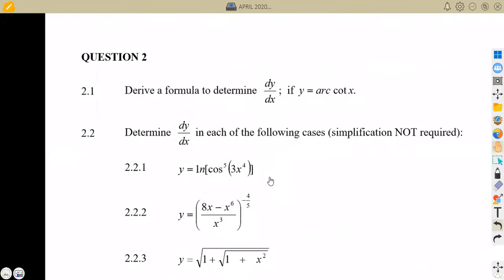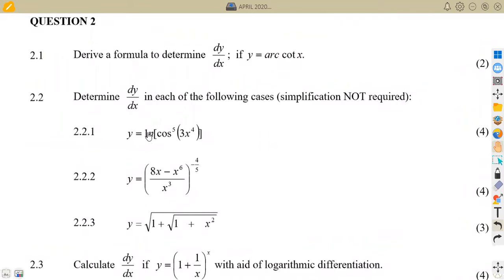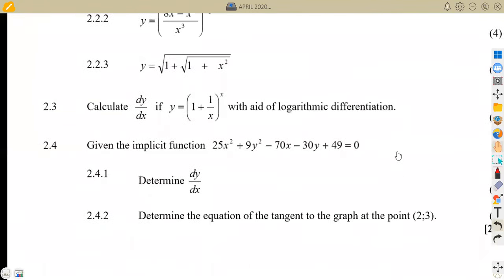Okay, so on 2.1, that was actually the derived formula. Then 2.2, determine dy/dx of each of the following. In each of the following cases, simplification not required. So take note, the simplification is not required. Just differentiate. Do not simplify the answers that you're given. You just have to show what is supposed to be done on that differentiation, then the rest, you leave it like that. All right, so that was question 2. Let's start with 2.2.1. Let's see what you're given.